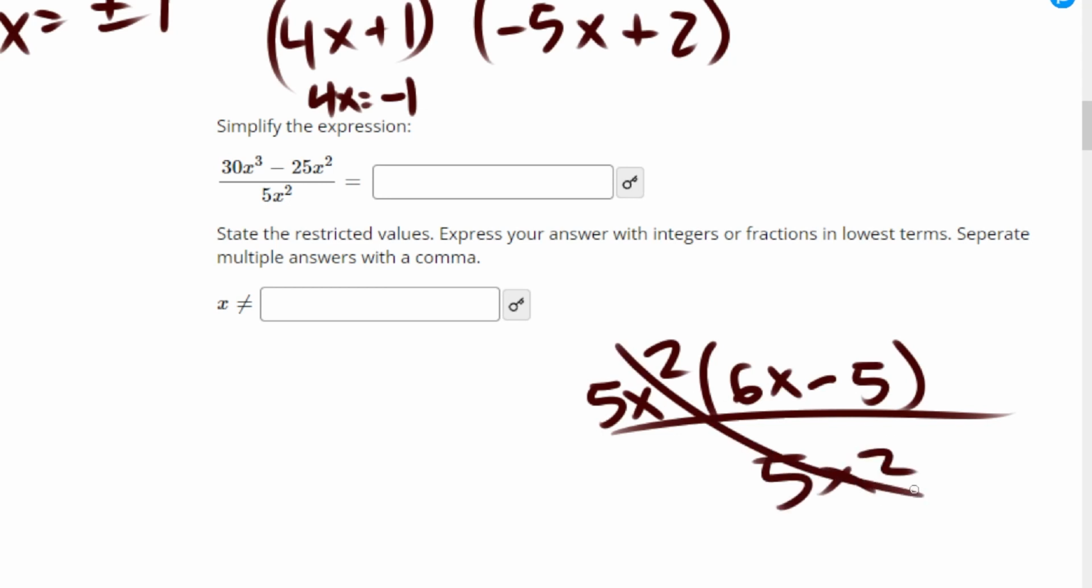Now these can cross out. You can't just cross them out like this. It doesn't work most of the time. So we will have 6x minus 5 for our answer there.